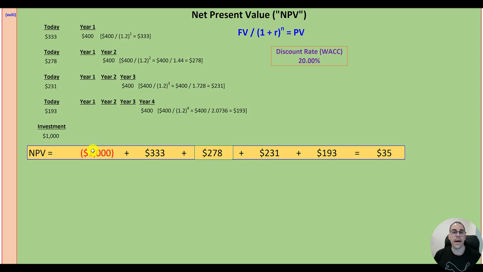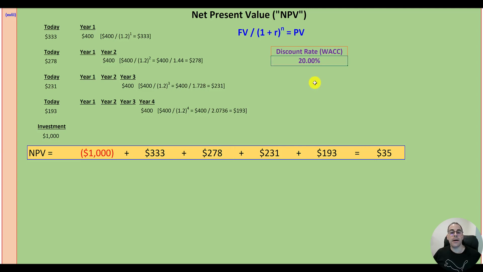The way to answer that is to find out the NPV of the project. So the NPV is negative $1,000, that's our cash outflow in time 0, plus $333, that's the value of the $400 in year 1, discounted back to today's dollars, plus $278, plus $231, plus $193. So the NPV of the project is $35. So you would accept the project. The rule is you would accept a project with a positive NPV.